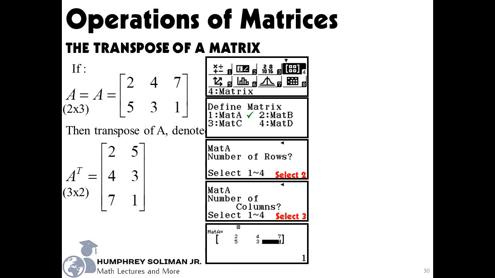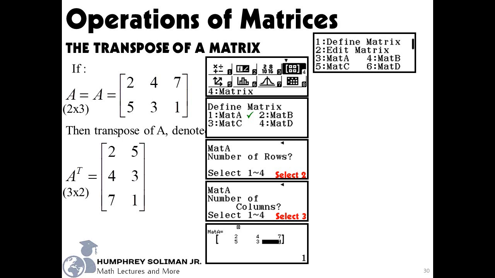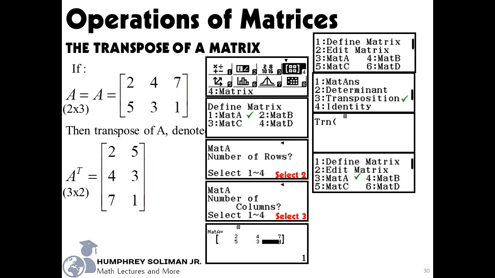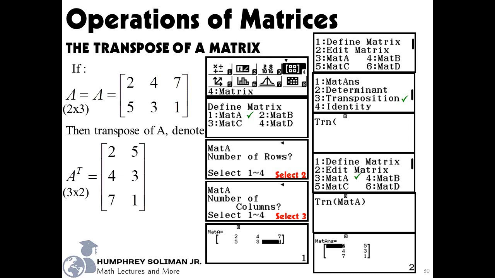And then, press option key, and go to the next page of the menu by pressing the down direction key. Select option 3, for transposition. Then, press option key again, select option 3, matrix A. And then, press the equals key. You will see the resulting matrix.